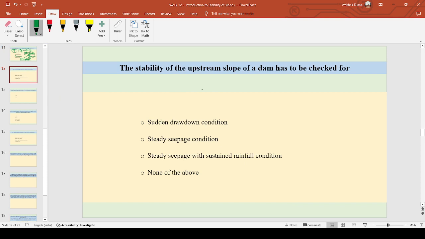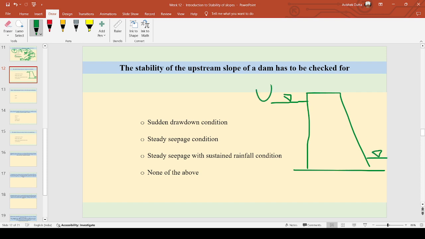The stability of the upstream slope of a dam has to be checked for. So when there is a dam like this, this is the upstream side and this is the downstream side. The upstream side has water all the time. The downstream side may or may not have water; if it has, it will be at a lower level. So when this is the upstream side, this part is saturated, and the water pressure from here balances the water pressure from the outside.